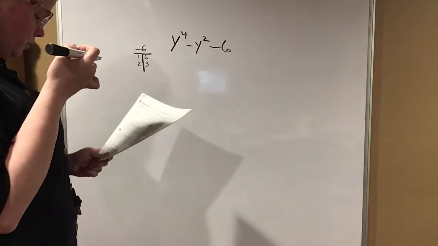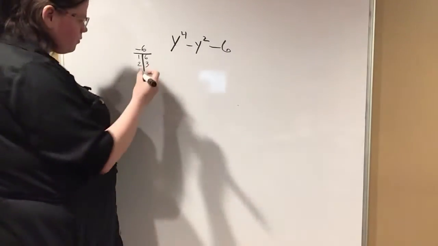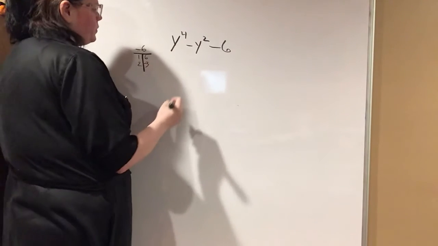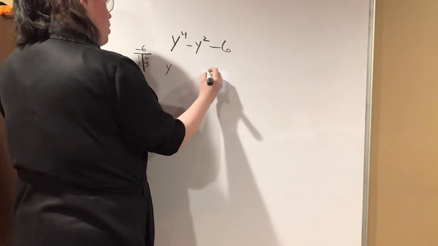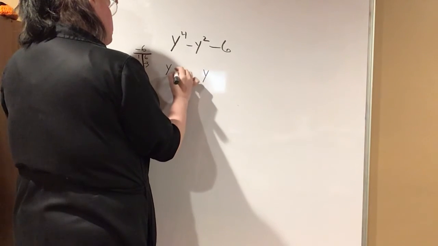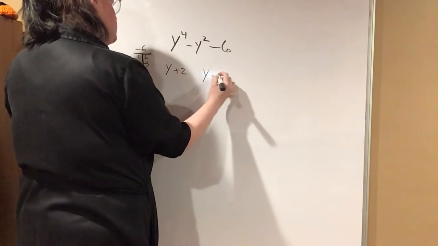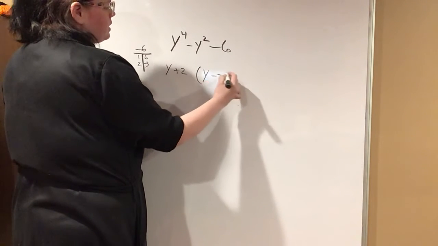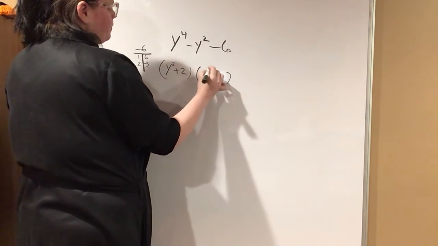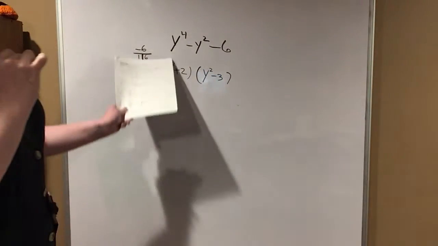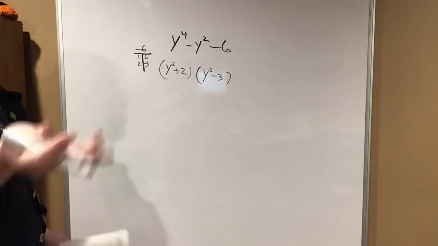So which one has to be negative? Well, the 3. It's going to be just like a y and a y. So I have y plus 2 and y minus 3. But since we have this y to the 4th, it's actually going to be y squared, because y to the 4th is in front instead.